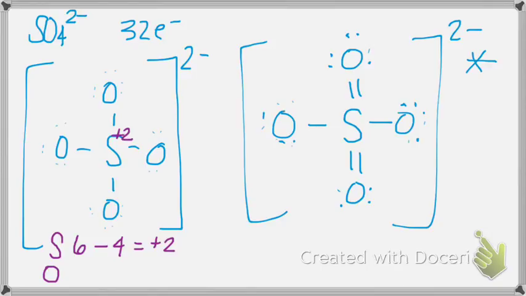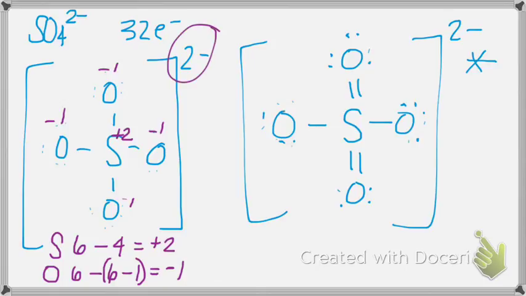Now let's look at oxygen. Also 6 minus how many electrons does each oxygen have in lone pairs? 6. And then how many bonding pairs? Minus 1. So that means that all of the oxygens, because they're all bonded the same, are going to be -1, -1, -1, -1. So what's my total charge going to end up being? Add up my positives and negatives. -2. So those are good. That's a good structure because it adds up to the -2 that we need right here.